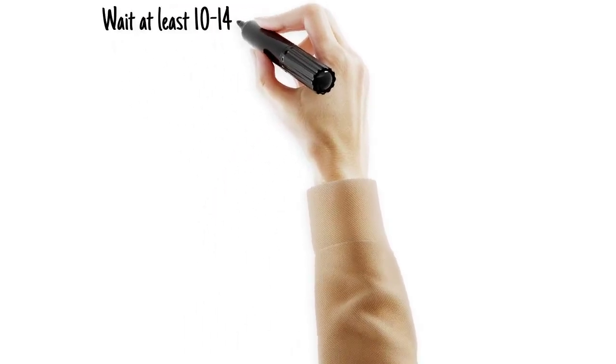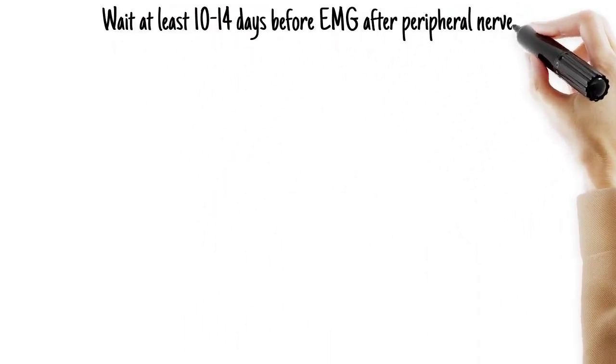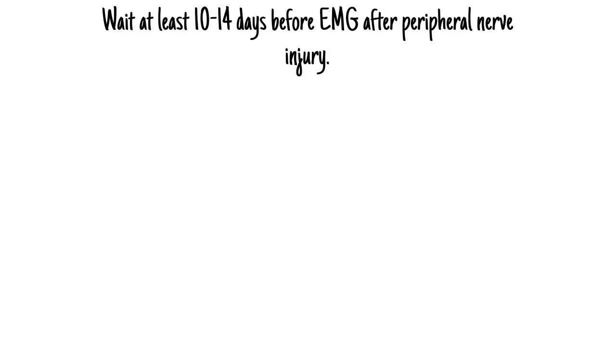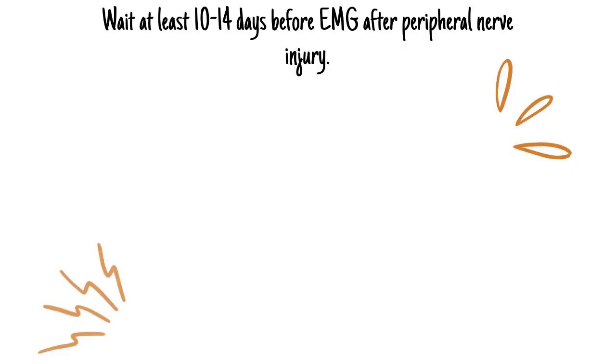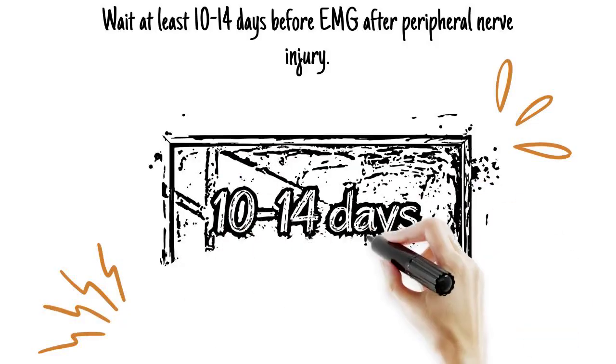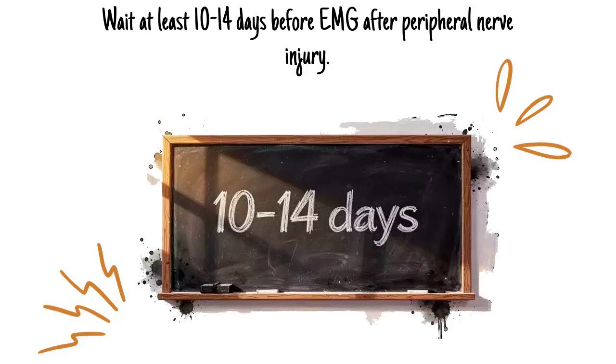For peripheral nerve injury, EMG is generally more informative after at least 10 to 14 days, and one surgical text recommends waiting about 3 weeks after a closed injury for the first study to help distinguish neuropraxic from more severe axonal injury.